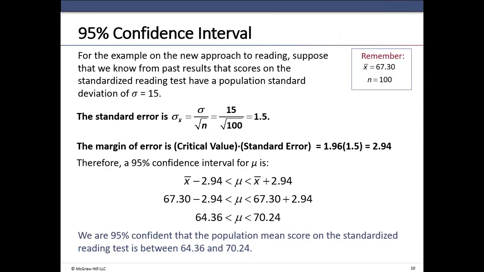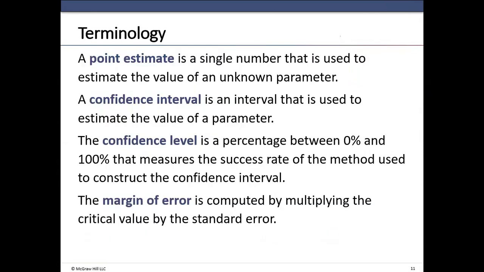So what is the confidence interval for the population mean? The 95% confidence interval is x bar minus 2.94 and x bar plus 2.94. And we plug in the value of x bar, and with 95% confidence, we can state that the actual population mean will fall between 64.36 and 70.24.